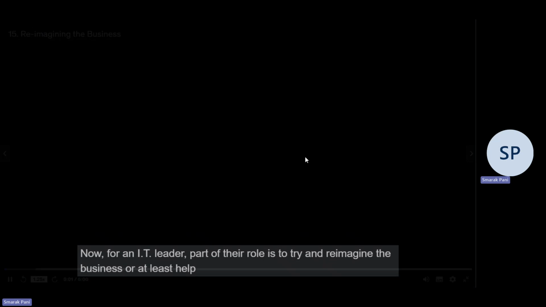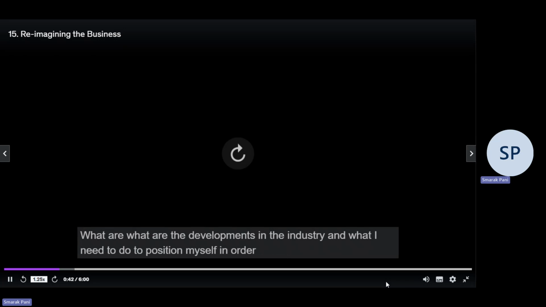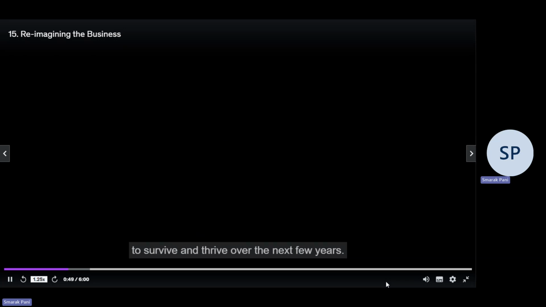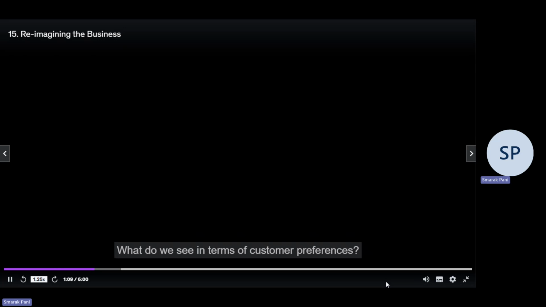Now, for an IT leader, part of their role is to try and reimagine the business, or at least help the CEO and the leadership team reimagine what's possible with technology. And obviously, with the advent and introduction of so many new technologies, reimagining the business is about looking ahead, looking towards the future. What IT trends are we seeing? What do we see in terms of customer preferences? What are they tending to prefer these days?